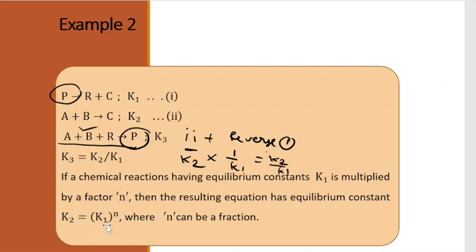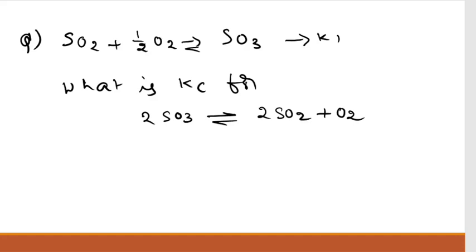Okay, let me give one example here. SO2 plus half O2 gives rise to SO3. For this reaction, the equilibrium constant is K1, and they are asking what is the Kc value for 2SO3 gives rise to 2SO2 plus O2. So this is the required equation, right? In the required equation, where is SO3? On the left hand side. In the given equation, it is on the right hand side. That means definitely we need to reverse reaction 1.